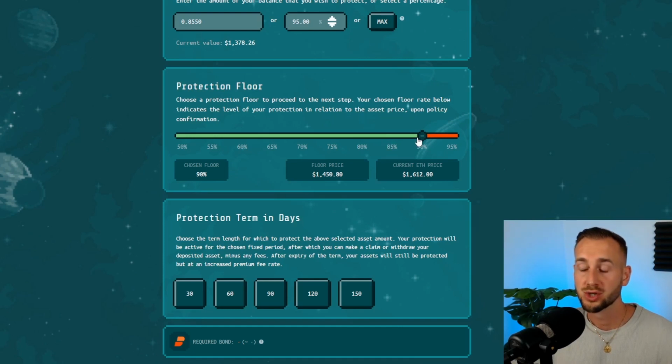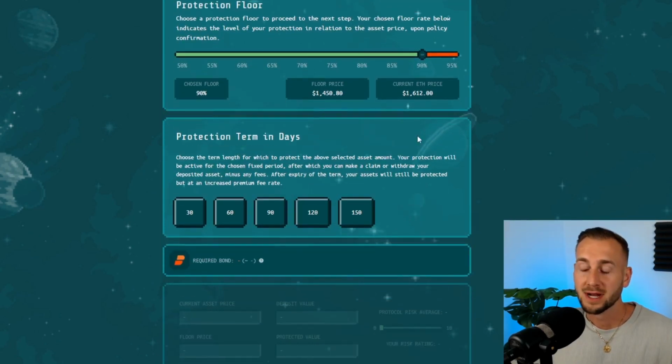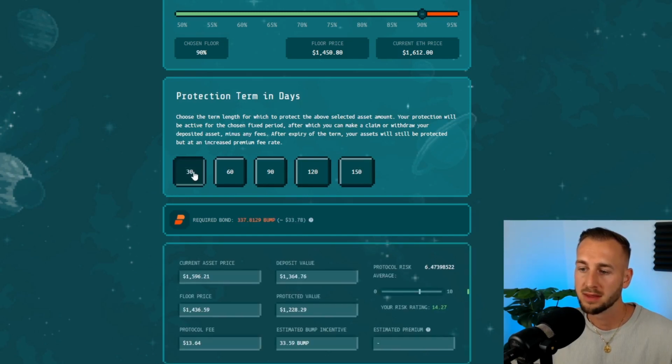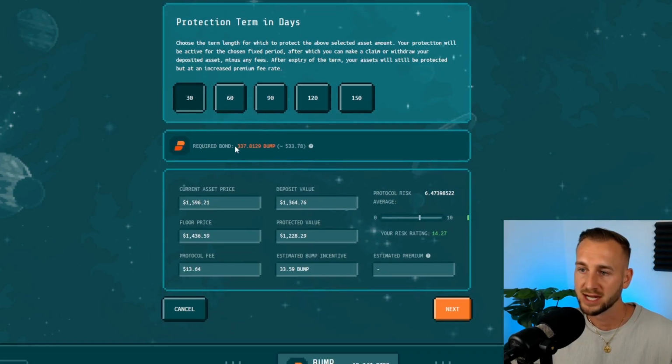What kind of protection do you want? If we do this at 90%, this is going to mean it's a more expensive protocol fee for us to take out. We've also got to put in the protection term in days, in multiples of 30 days. So 1 month, 2 month, 3 month, 4 month, or 5 months. So if we just do the 1 month here, we can watch how these dynamically change as a result.